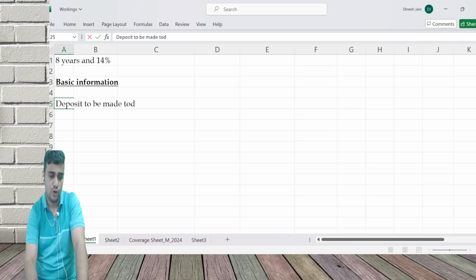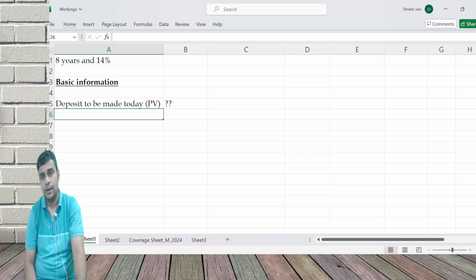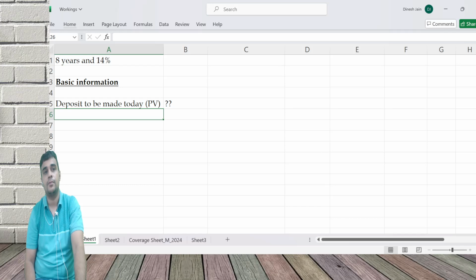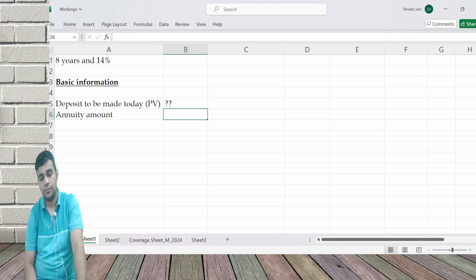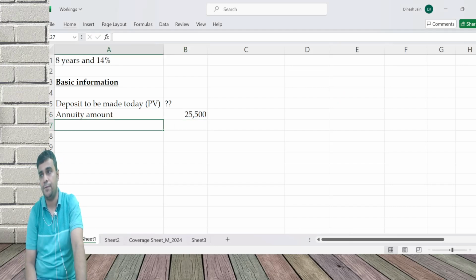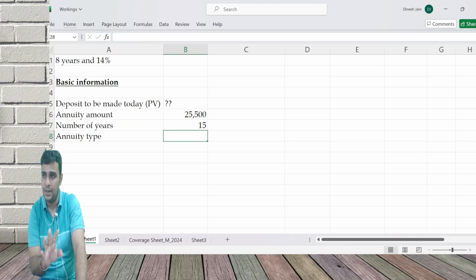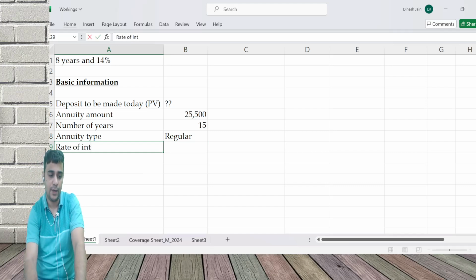Deposit to be made today, in bracket present value, question mark. Annuity amount. What's the annuity amount we are going to have? 25,500. Annuity amount 25,500. Number of years. Annuity type. There are two types: regular and immediate. This is a regular, at the end. Immediate I'll explain later. Rate of interest, I told you to write how much? 10%.